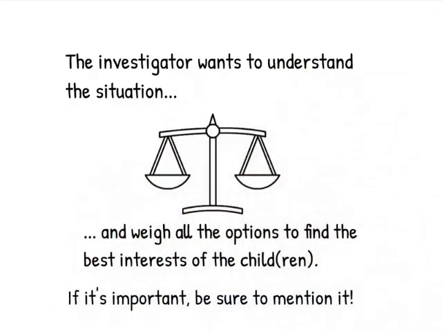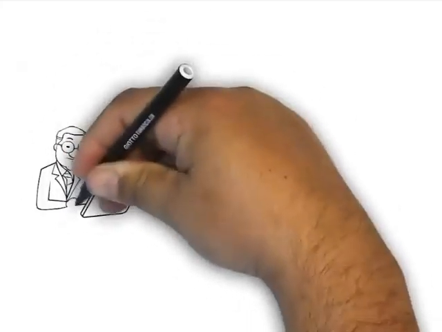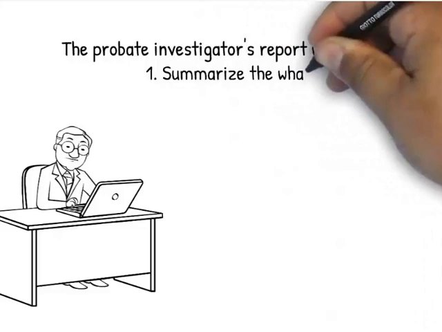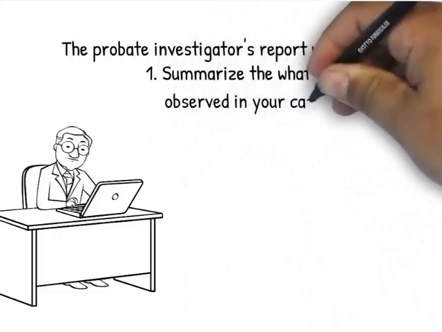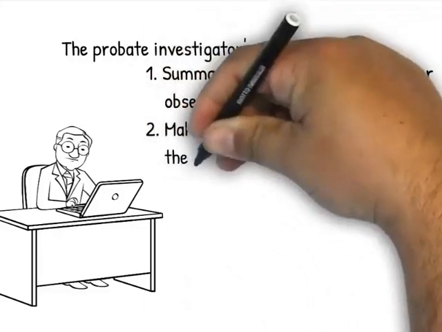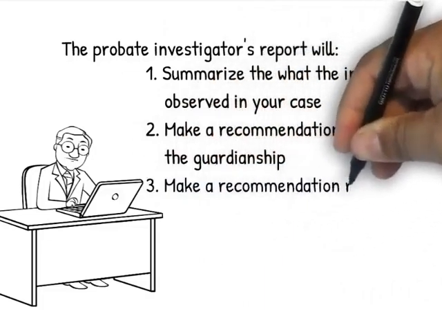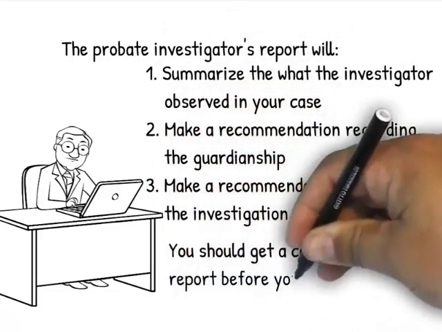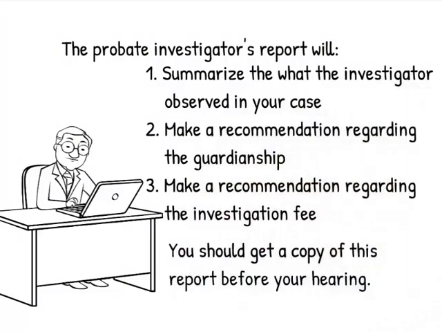The investigator will then prepare a report summarizing what he or she has found and make a recommendation to the court regarding whether the guardianship should be granted and also as to what to do with the investigation fee. In theory, you should receive a copy of this report prior to your hearing, but as a practical matter, due to the delays in the court system, you may receive it at the hearing.